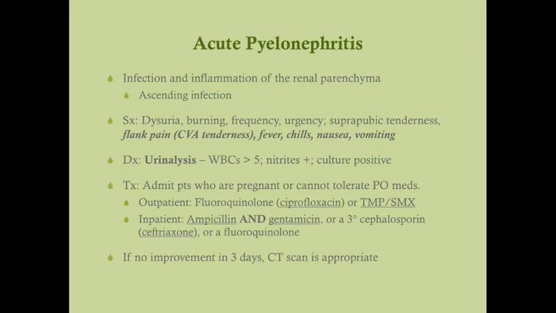We make the diagnosis from the urinalysis. So the steps are, the patient comes in, they've got symptoms of a UTI, and we know that they've got flank pain because of our physical exam. As soon as we know that they've got the symptoms of a UTI, we get the urinalysis. Urinalysis comes back positive. We decide whether or not we admit the patient, and then we treat them.